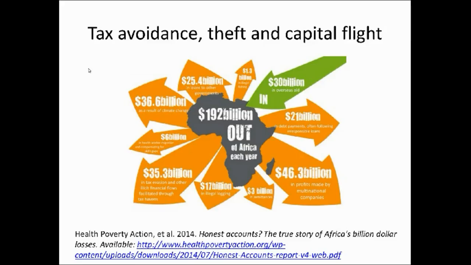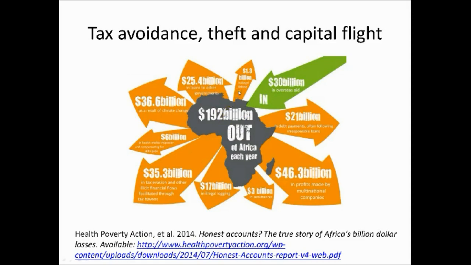This slide is from a recent publication through Health Poverty Action in the UK, which is highlighting tax avoidance and capital flight, but it's making the point that the development assistance in overseas aid, or official development assistance into Africa on an annual basis, is $30 billion, which contrasts with $192 billion, which has outflowed.